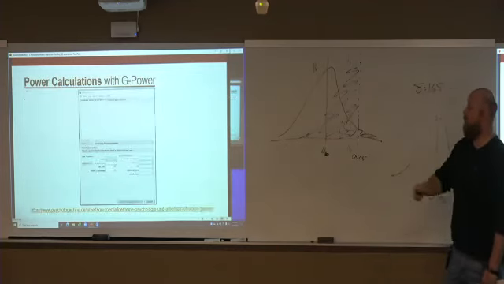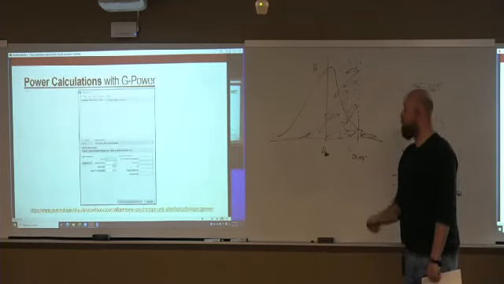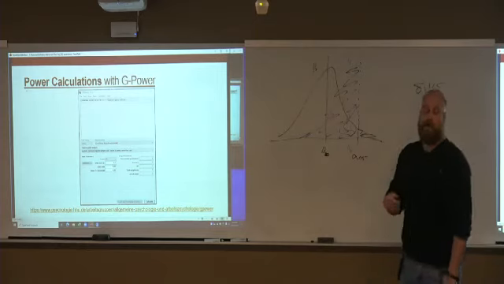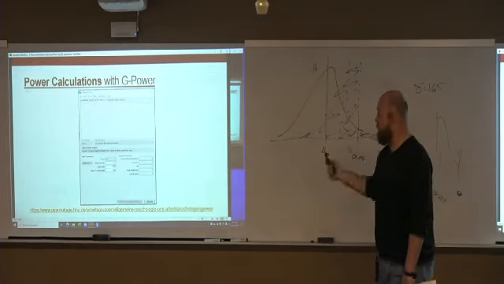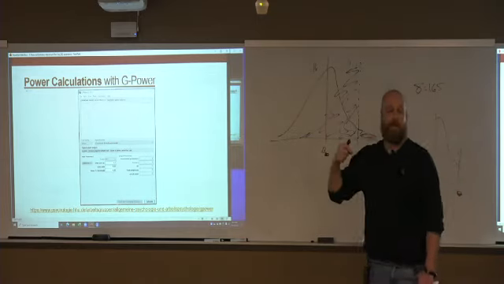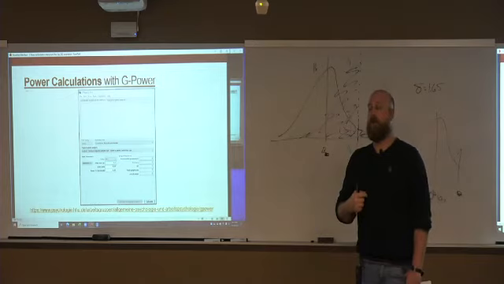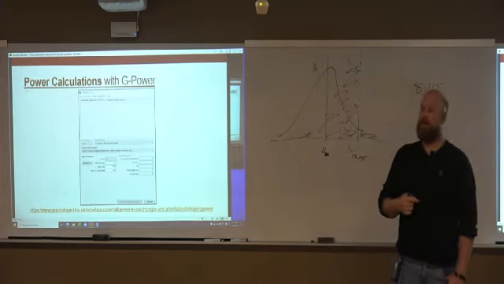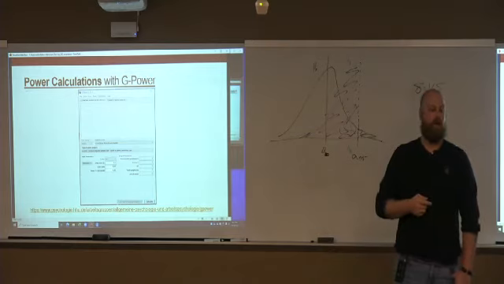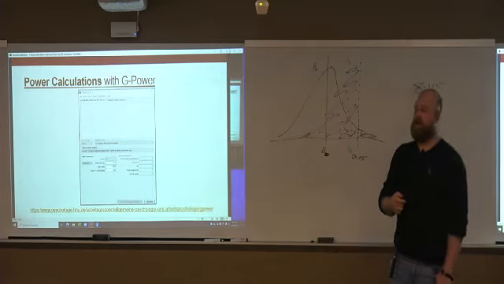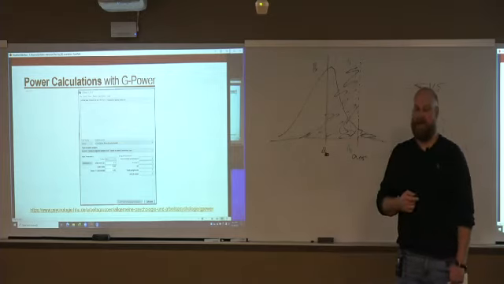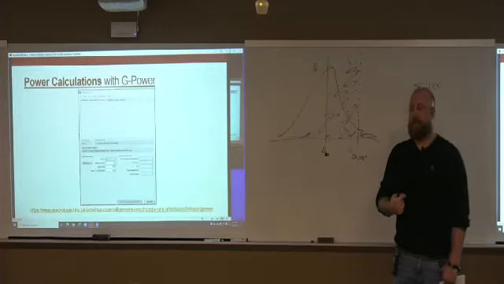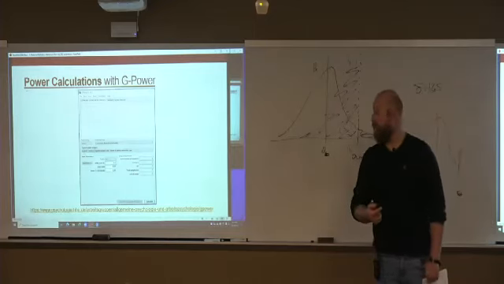All right. Power calculations with G-Power. This is a free online tool that you can download. It's fantastic and easy for simple power calculations. When you start to get more complicated, it won't do everything that you need. Dr. McCrae and Dr. Wachowski have beef with G-Power, and rightly so. But for simple types of tests, it works fine for doing some power calculations.